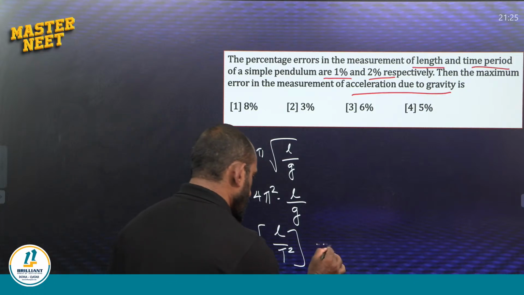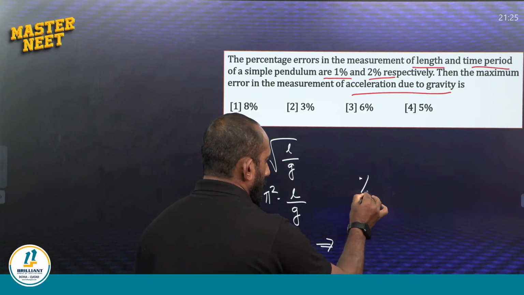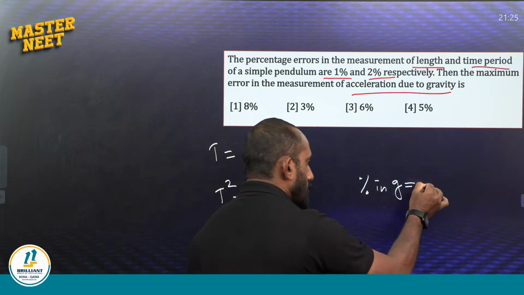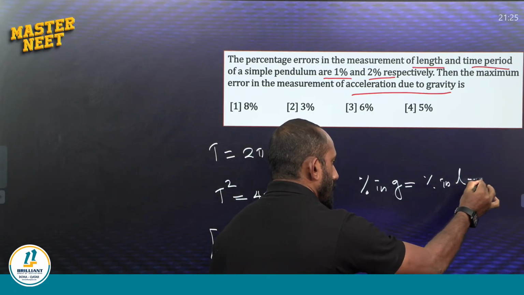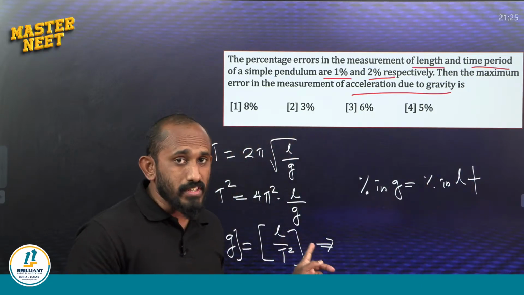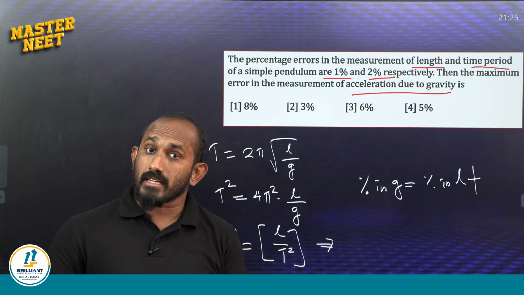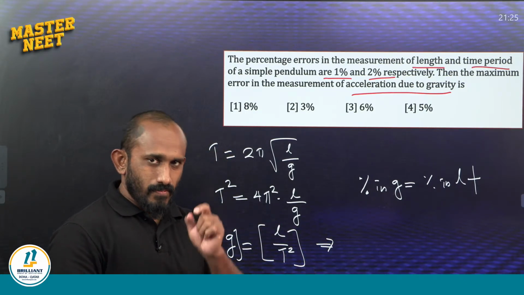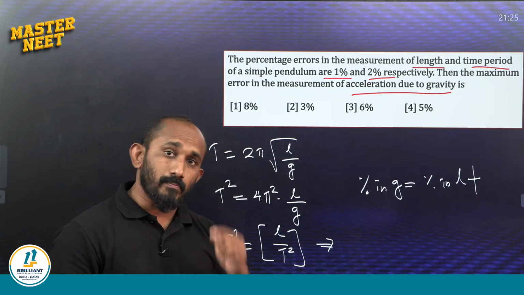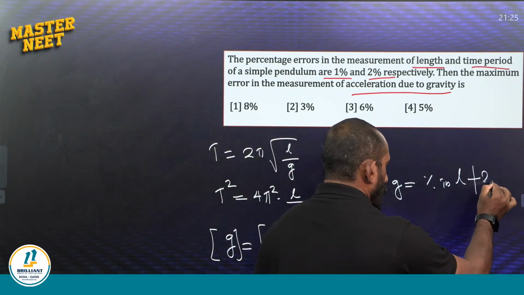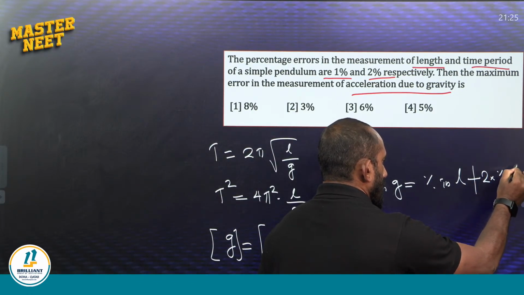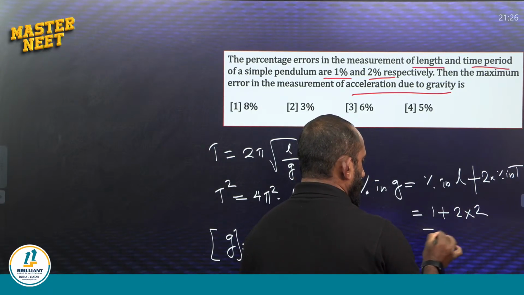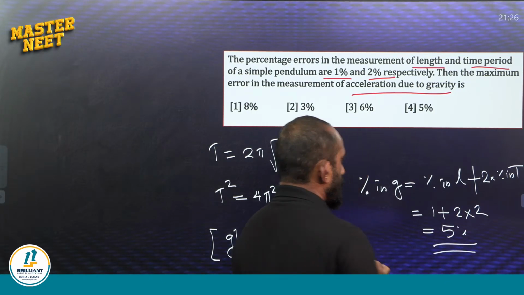So percentage errors are given and the percentage error in acceleration due to gravity you have to find out. Percentage error in g is equal to percentage error in L plus, see, instead of division in a calculation you should add the percentage errors, and T power 2 is there, the exponent comes, we discussed it already, you should multiply the power. So 2 into percentage error in T, so that is 1 plus 2 into 2, that is 5%.